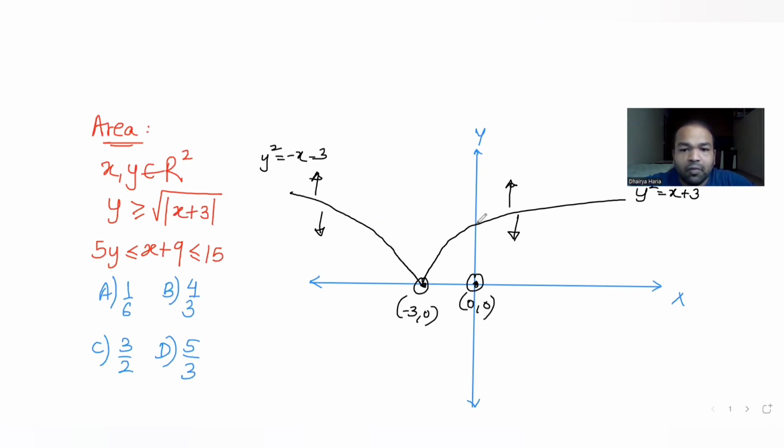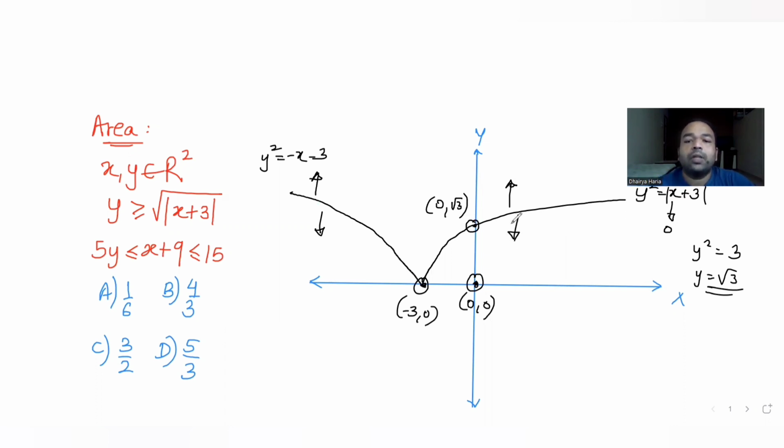If you want to find this point, you get the y-intercept. Basically you are taking x as 0. So you get y square is equal to mod of 3, so basically positive y is equal to root 3. So you get this as 0 comma root 3. So this is the value for this coordinate.